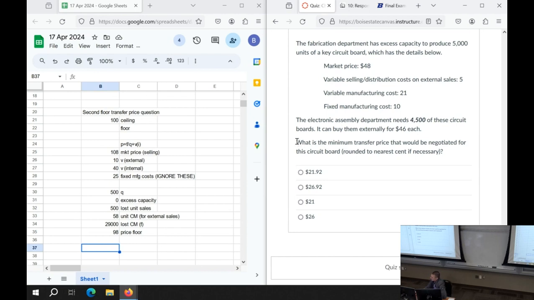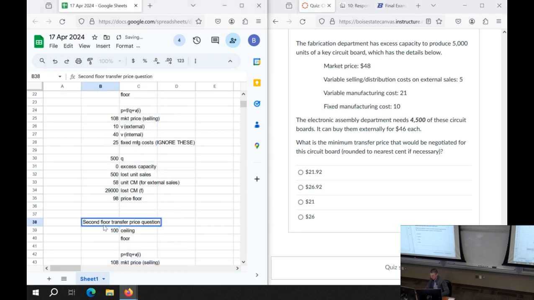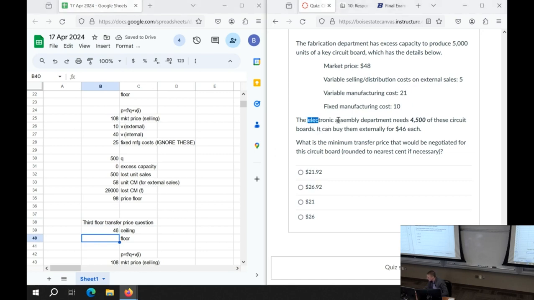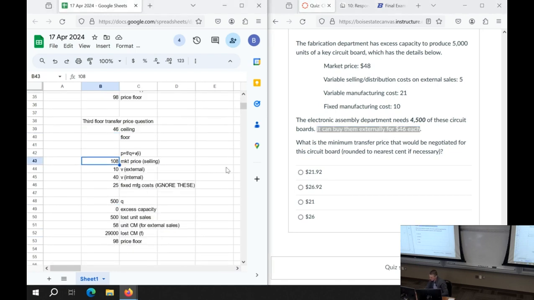All right. Again, very similar. Maybe we can copy things over. We don't have information about a ceiling. Well, no, we do. It's just placed differently in the question. Let's do third transfer price question, since I think we can do it pretty quickly. Just copying things over. Our ceiling is $46 because the electronic assembly department can buy these units externally for $46 each. The market price the selling department, the fabrication department in this case, can produce them for is $48.